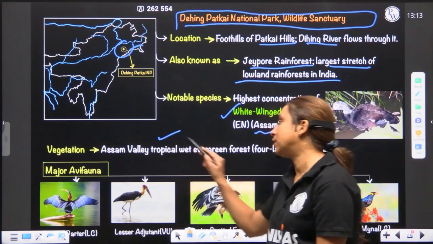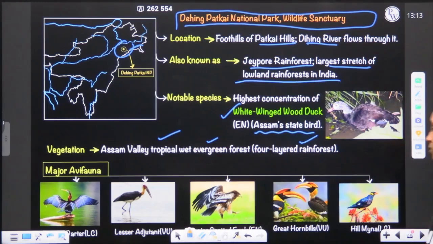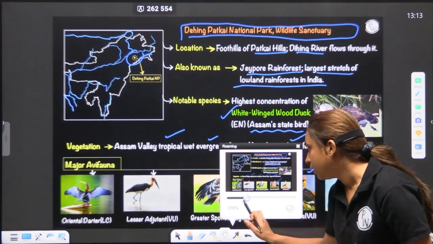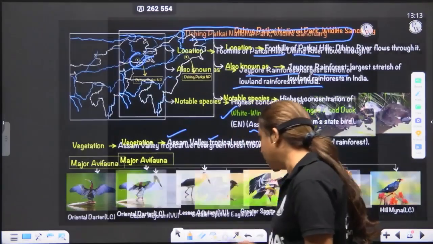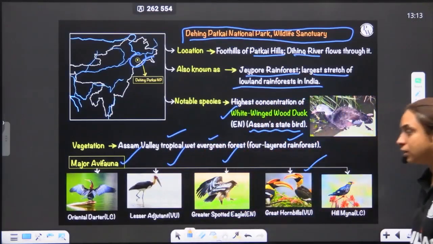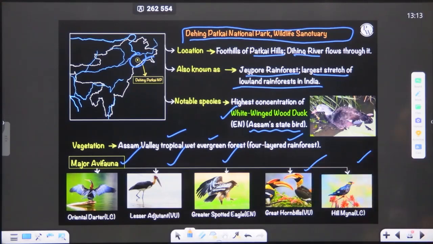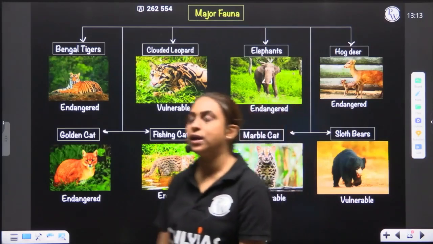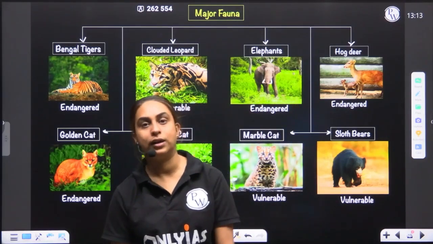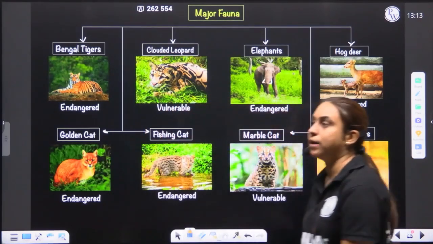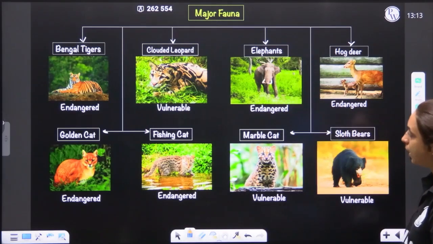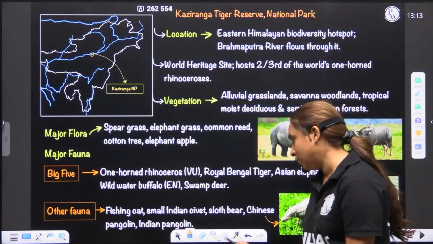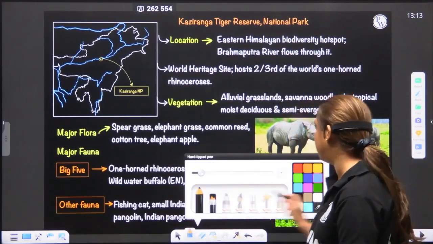Other vegetation, you will have tropical wet evergreen forest, you have layered rainforest, you have hornbills, beautiful birds you can see, you have adjutant, you have oriental darter, you have greater spotted eagle, hornbills, beautifully colored hornbills. We also have hill myna. So these are there. Apart from the birds, you have tigers, you have leopards, Bengal tiger, clouded leopard, elephants, wild sloth bear, fishing cats, golden cats, marble cats, all type of cats, felines. You have hog deer.